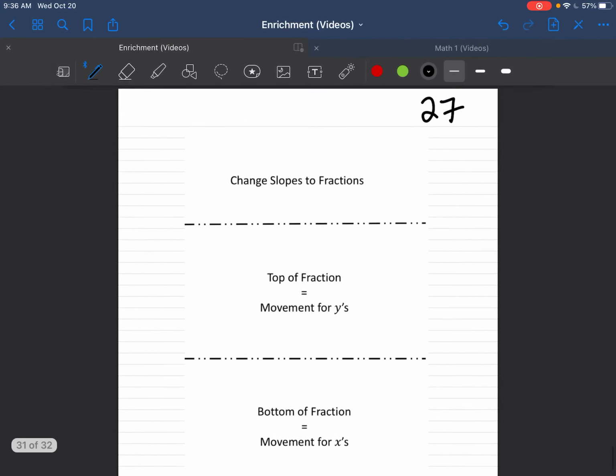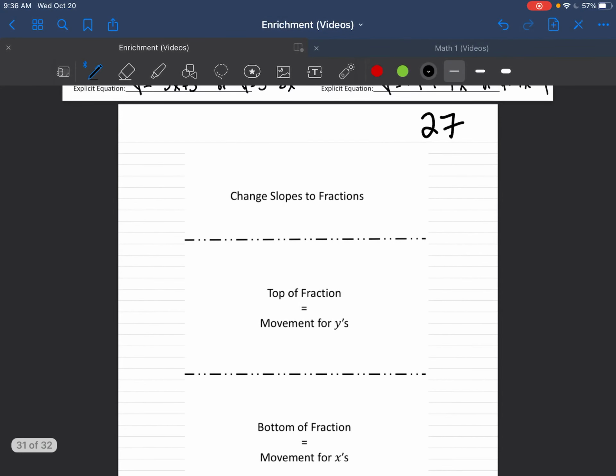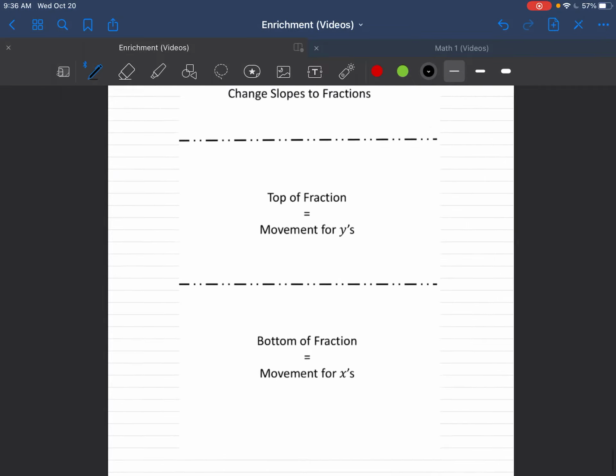Okay, page 27 of our notes. We're going to change slopes to fractions. Top of the fraction is the y for movements. Bottom of the fraction equals the movements for x.